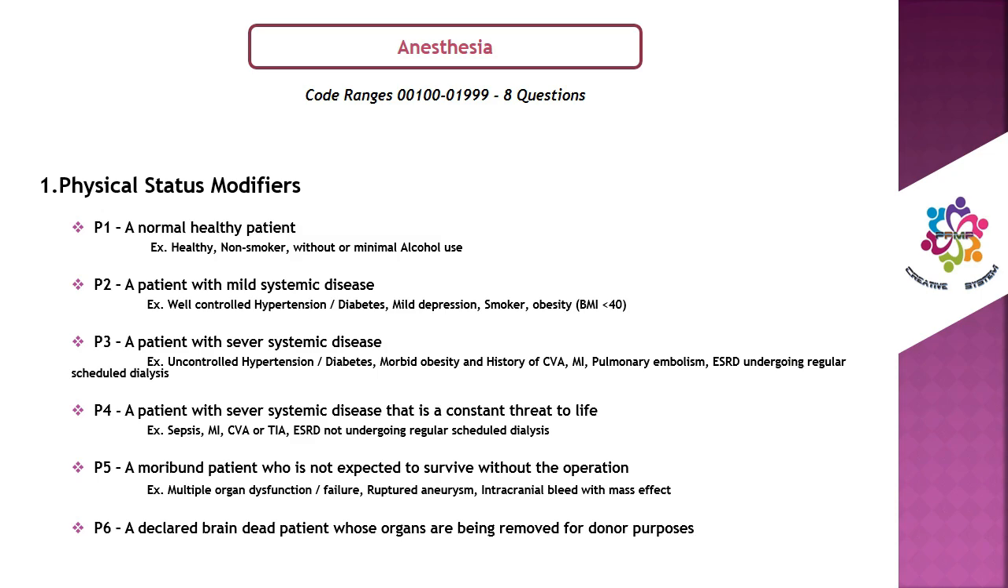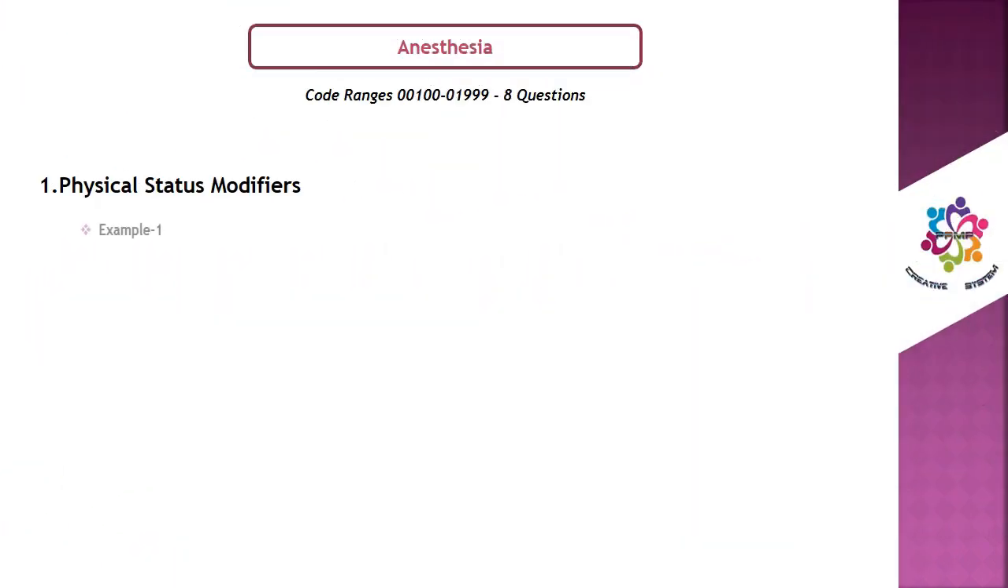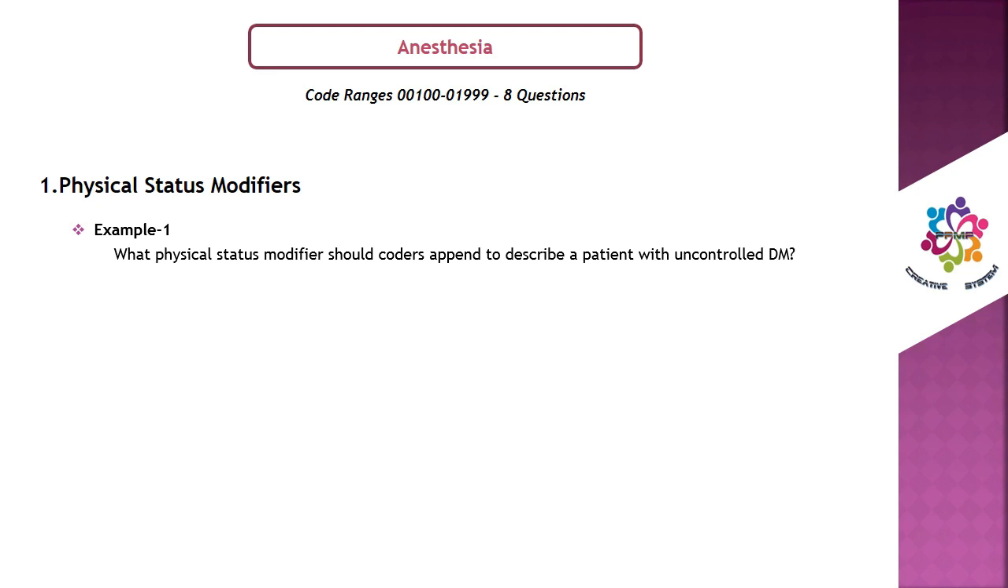Let's see some examples for better understanding. Example number 1. What physical status modifier should coders append to describe a patient with uncontrolled DM? Guess it, what will be the answer? Yes, correct. The answer is P3. Because the term uncontrolled belongs to severe systemic disease.